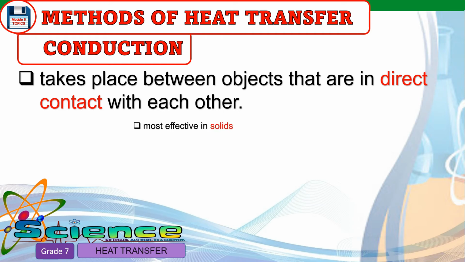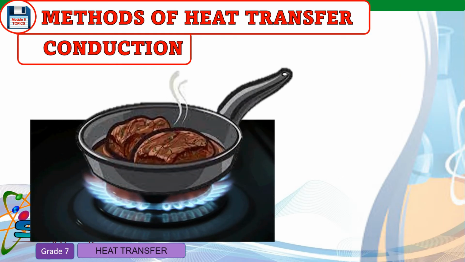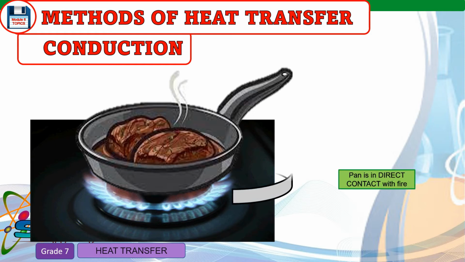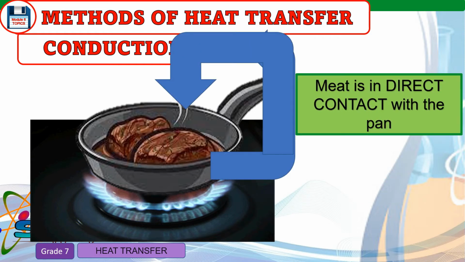This method of heat transfer is most effective in solids. We can observe this transfer of energy when cooking. As you can observe, when the pan is placed over the fire, the pan is now in direct contact with fire. The heat energy from the fire will be transferred to the pan. That is why it becomes hot. As the pan becomes hotter, the heat energy will be transferred to the food that is placed on it. This is the reason why the food gets cooked and also becomes hot.